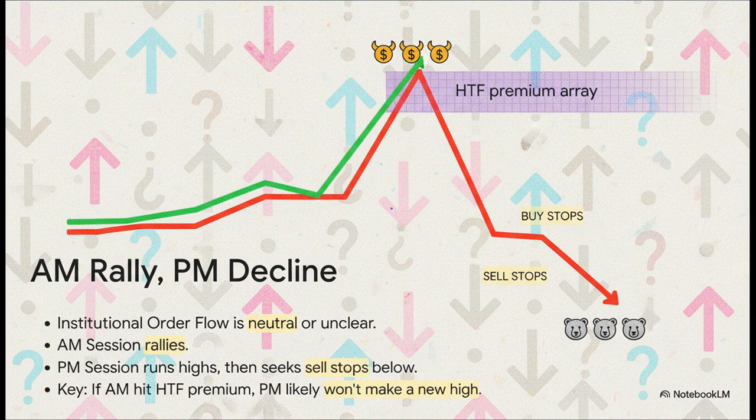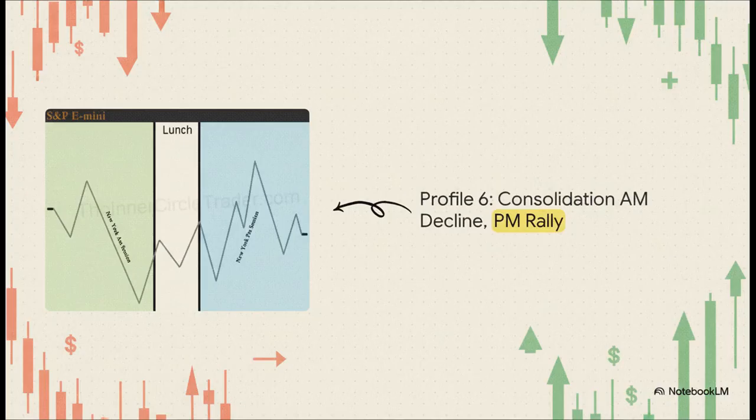But here's a key detail. If that morning rally ran right into a known resistance level, the PM session probably won't make a new high. It'll just pop above the lunch highs to grab liquidity and then turn around. And for our final profile, you guessed it, it's the inverse of that. A consolidation AM decline, PM rally.